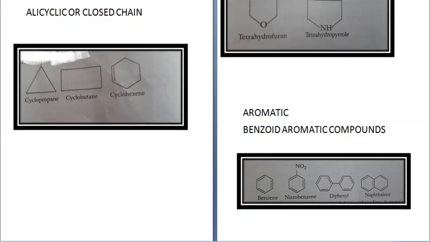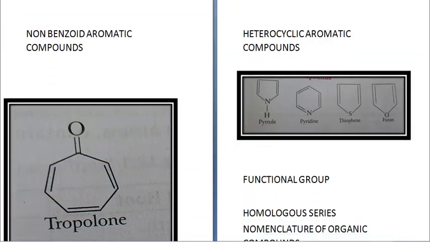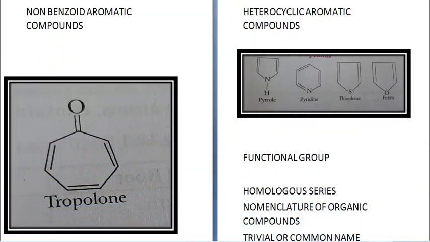Okay. Next is non-benzoid aromatic compounds. Now they contain highly unsaturated rings. See, like tropolone. There's double bond, single bond, double bond, single bond, and even the side chain is having a double bond. So such type of compounds are known as non-benzoid aromatic compounds. Benzene ring is not found there.